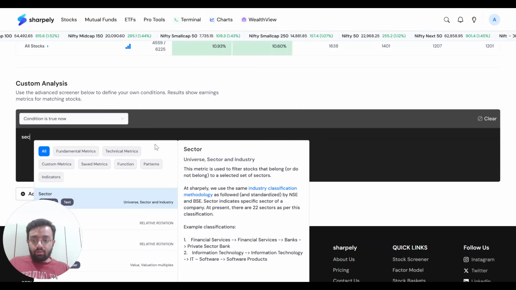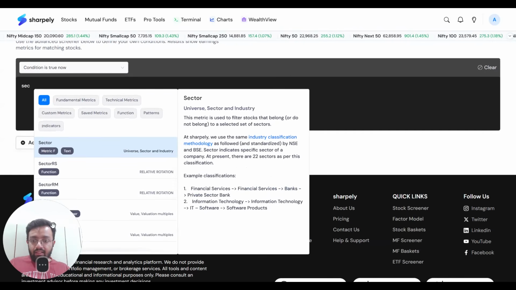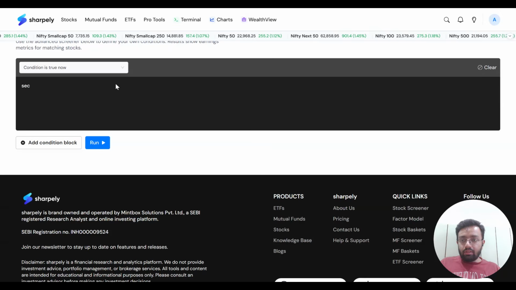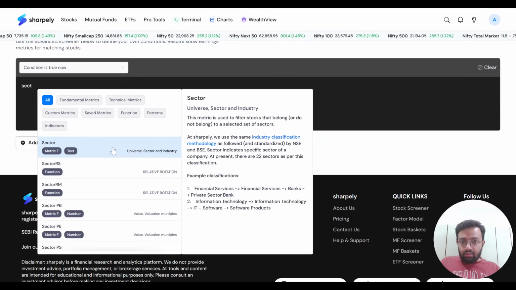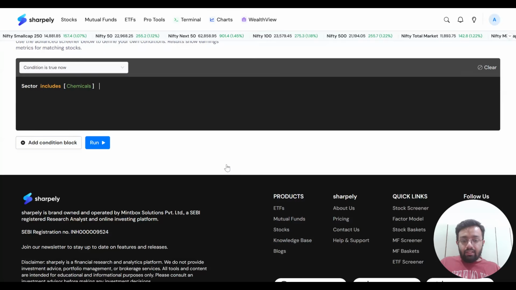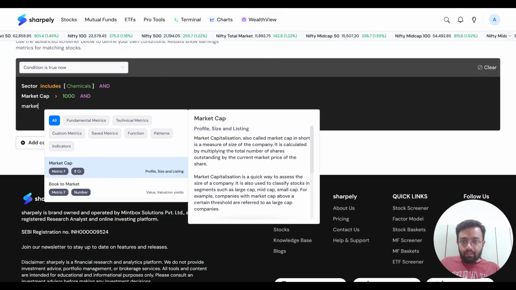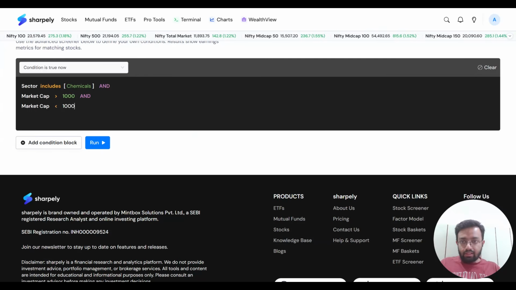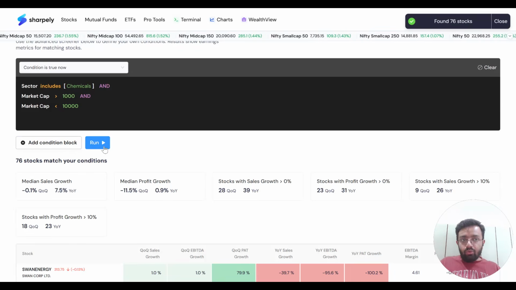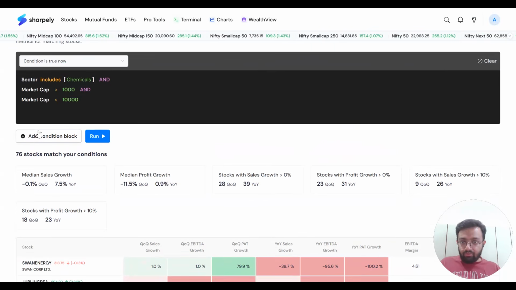So what I can do is, just like Screener, I'll start writing conditions. Sector is chemicals, and market cap is greater than 1000, and market cap is less than 10,000. So let's say I want to analyze only these companies. I don't want to analyze all the stocks that are in the chemical sector. Then if I click on run, you will have a very detailed analysis of only this. So only 76 names are there.